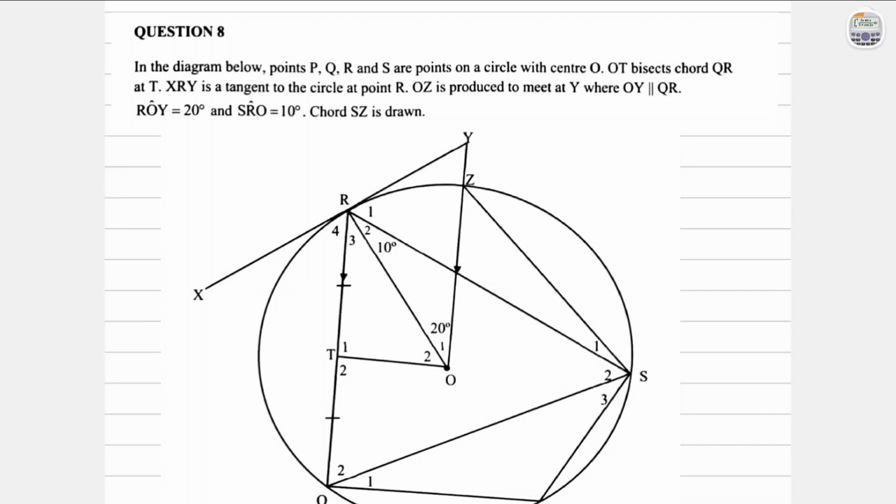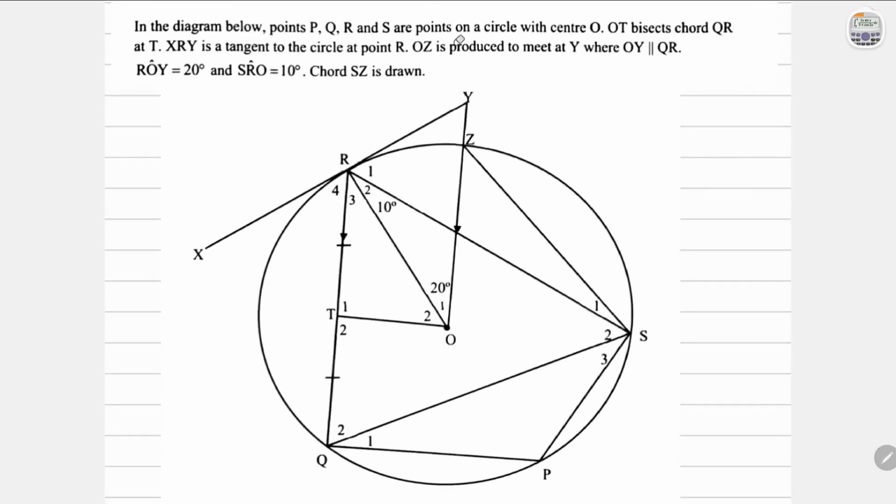Okay, so we're on question 8, and question 8 says, in the diagram below, P, Q, R and S are points on a circle with the center O. So those are just the points that you have on the circle. Then they tell us that OT bisects chord QR at T, and they also tell us that XRY is a tangent to the circle at the point R. Then OZ is produced to meet at Y, where OY is parallel to QR. So that is a very important thing to look at there.